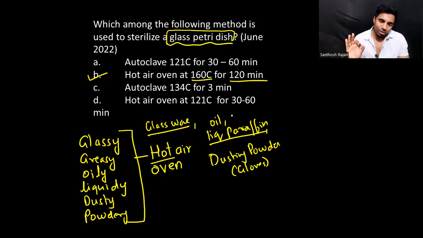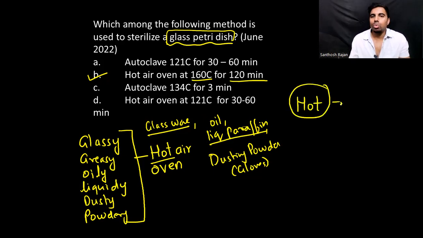Some people must not have studied, so they're still struggling. Hot means highest temperature. So 160, the highest temperature, will go for the hot air oven. And the time will be 2 hours. You have to give 2 hours, that is 120 minutes.